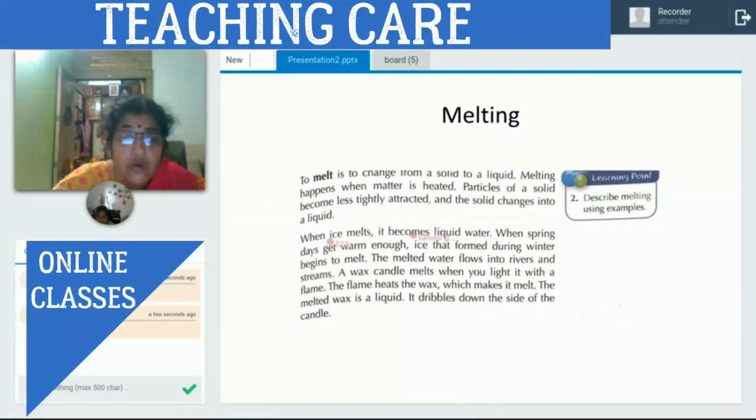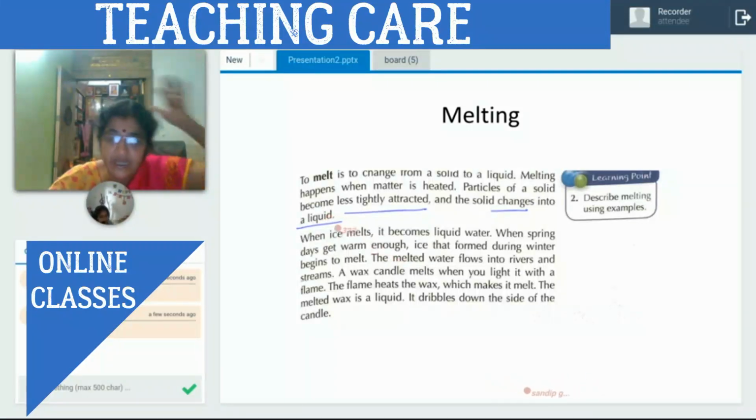Okay. So to melt means we have to change from a solid to liquid. So melting happens when matter is heated, right? Particles of a solid become less tightly packed, and then the solid changes into a liquid, right? Next, when ice melts, what will happen? It becomes liquid water. Like that, when spring days get warm enough, ice that formed during winter begins to melt, isn't it?